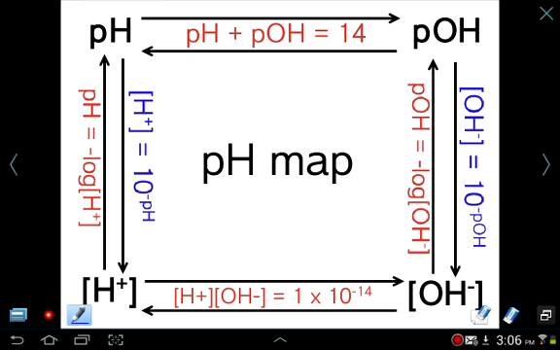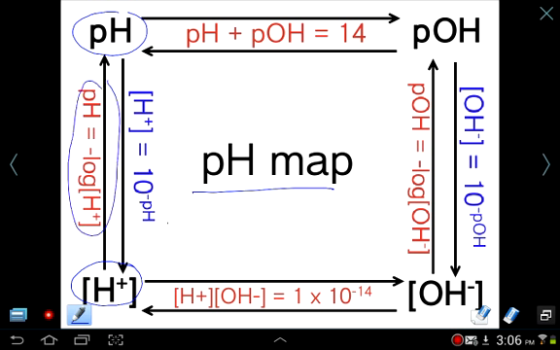And here is now kind of summarizing all the equations that we've just gone through. This is something called a pH map. It may help you do some calculations. If you want to go from H plus to pH, we simply negative log. pH is the negative log. If you want to go the other way, you do 10 to the negative pH. These are oriented a bit strangely.